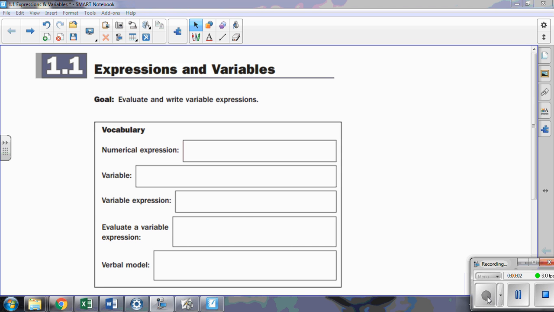All right, in this video, we're going over expressions and variables. In particular, our ultimate goal is to be able to evaluate and write down variable expressions. All right, we'll get to those in just a second. So first things first, one of the simplest terms that we have is the numerical expression.